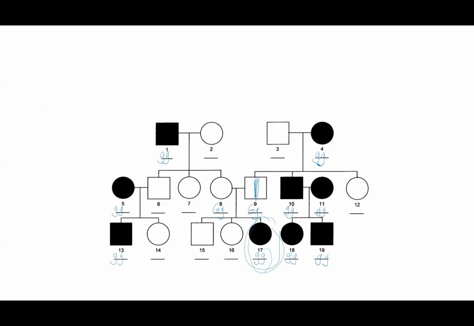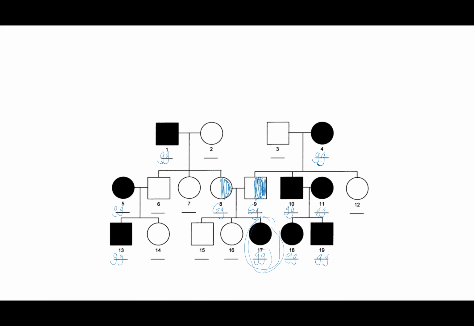So sometimes when we do a pedigree, we actually color in ones that are carriers halfway to show they're not affected, but they are carrying the trait. Okay, so we know that, what do we know about 15 and 16? They're other kids.